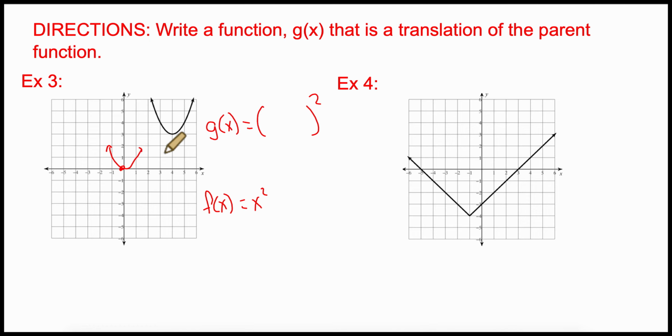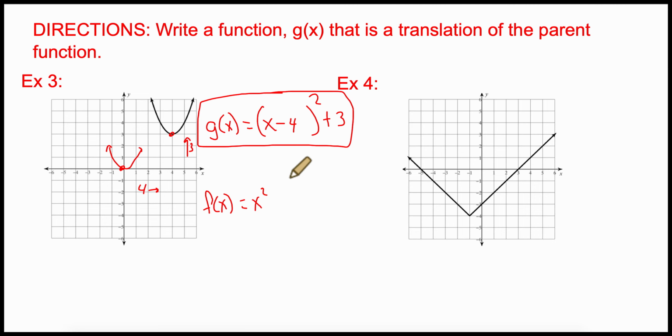So let's see, how many did I shift for this point? I went to the right, 1, 2, 3, 4. 4 to the right. How many did I go up? 1, 2, 3. I went 3 up. So a horizontal shift is on the inside, and it is the opposite. So the opposite of plus 4 is minus 4. The vertical shift is on the outside, and it is exactly like we think. So it is plus 3. So the first thing I did was I identified the parent function, then I identified the shift, okay?